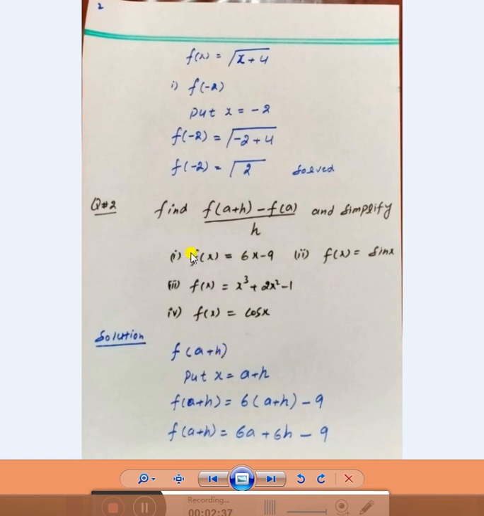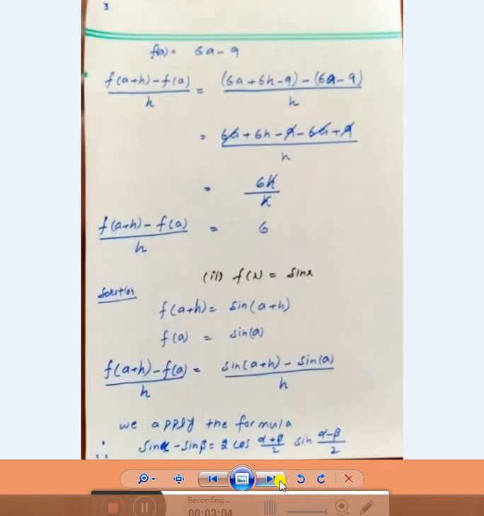In this question we are solving the first part, f(x) = 6x − 9. In the place of x we substitute a + h. So f(a + h) = 6(a + h) − 9. We multiply 6 with a and h, so we have 6a + 6h − 9. Next step is we will find f(a). We substitute a in the place of x, so f(a) = 6a − 9.